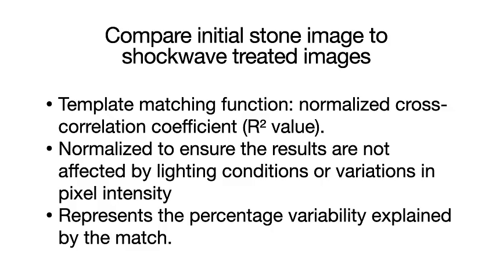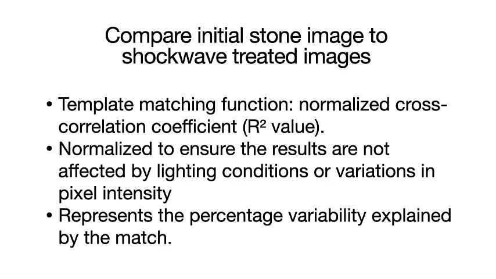To compare stone images, we used a template matching function, which is essentially a normalized and squared cross-correlation coefficient. We normalize the data to ensure that the results are not influenced by lighting conditions or variations in pixel intensity. The match function represents the percentage of variability explained by the data. Does that make sense? I think I understand.